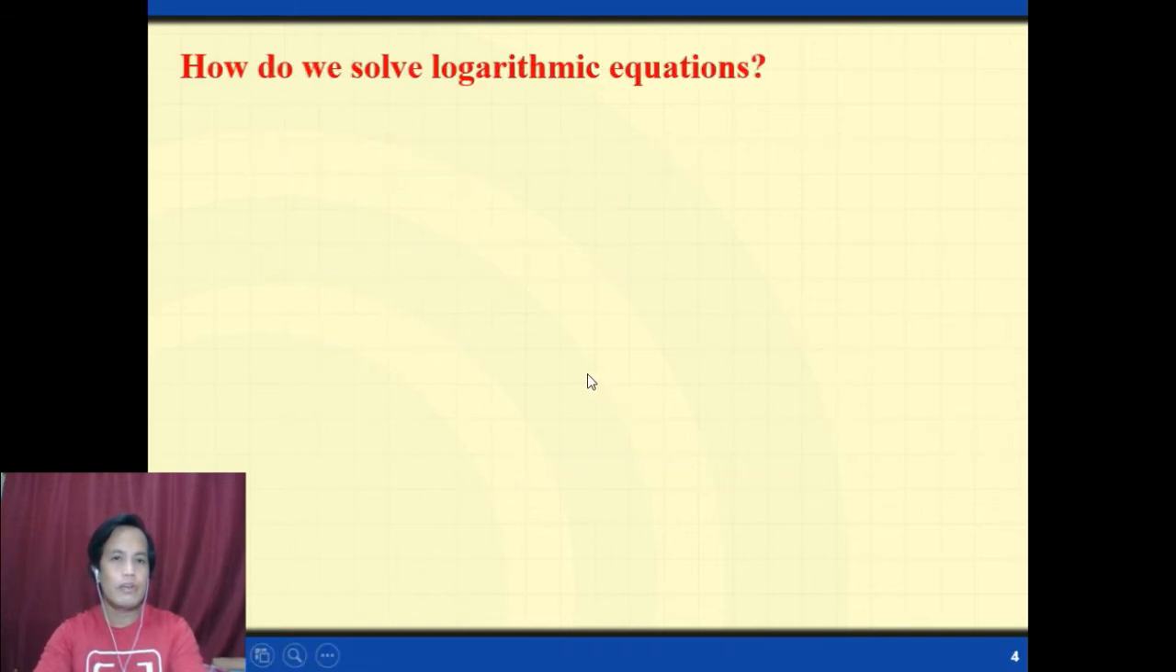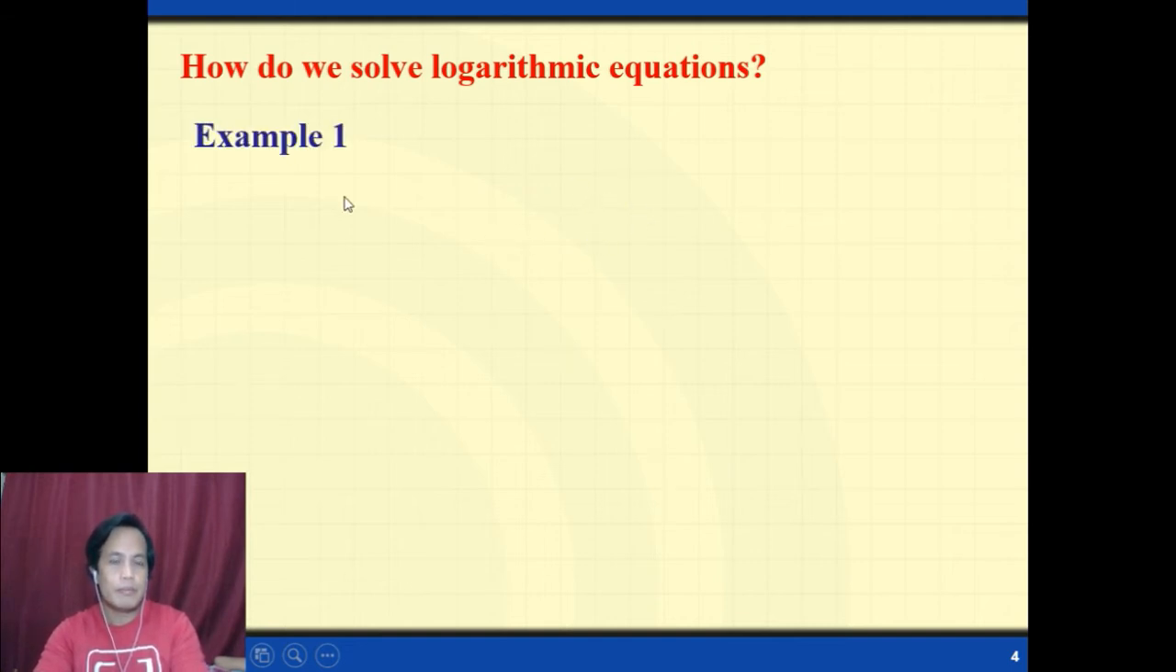How do we solve logarithmic equations? In solving logarithmic equations, as I have said earlier, you need knowledge about changing logarithmic equations to exponential equations, and also knowledge about the different laws of logarithms: the product law, the quotient law, and the power law. I already have a video about this topic, so be sure to have watched it before proceeding. Okay, so how do we solve logarithmic equations?